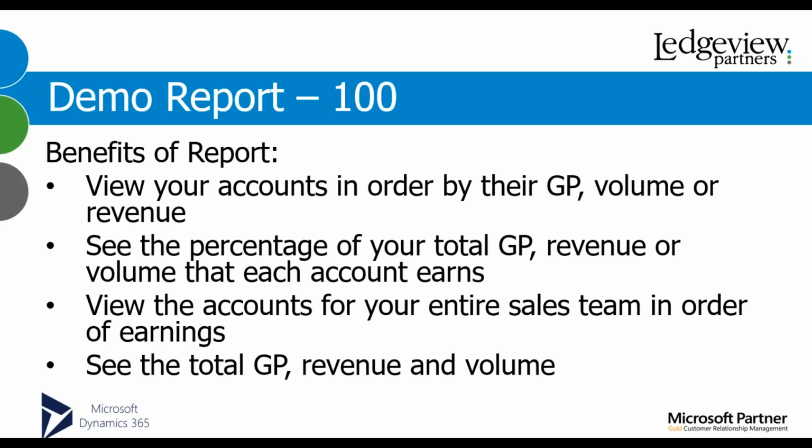Also, you can view the accounts for your entire sales team. So as a sales manager, you can go in and view the entire sales team and see all your accounts in order of their earnings for gross profit, revenue, or volume. Now, no matter which way you select, whether you choose to represent it by gross profit, revenue, or volume, you're always at the top of the report going to see the total gross profit, revenue, and volume for the selection you made. So let's jump back into CRM. We'll show you how to run Report 100.